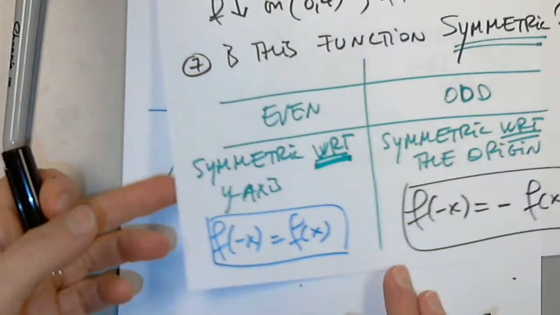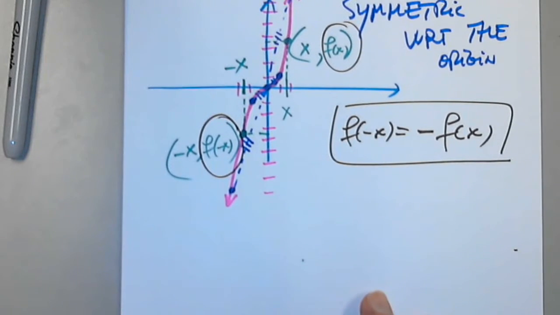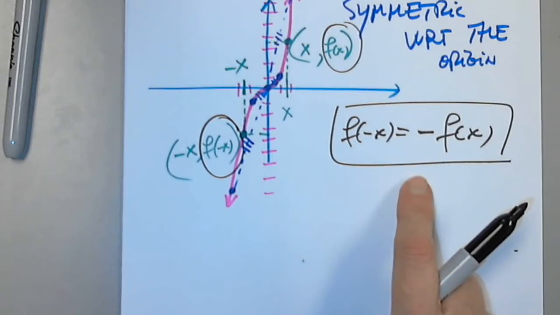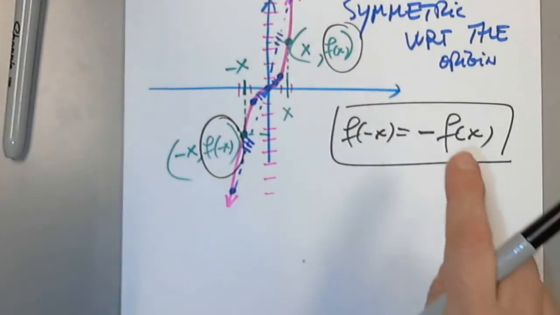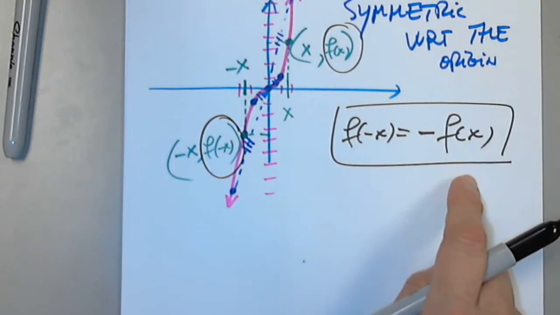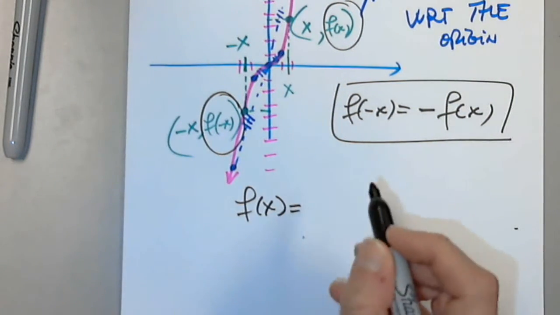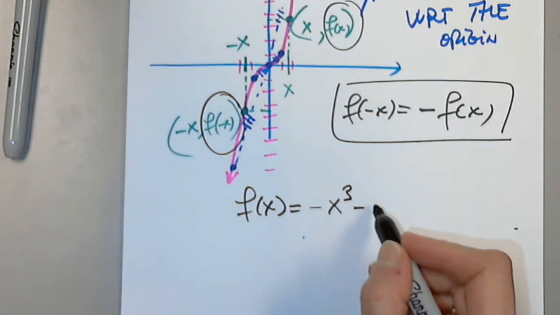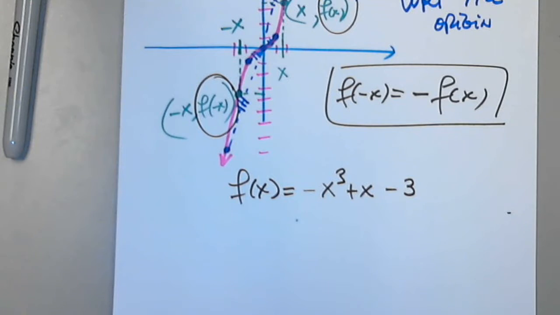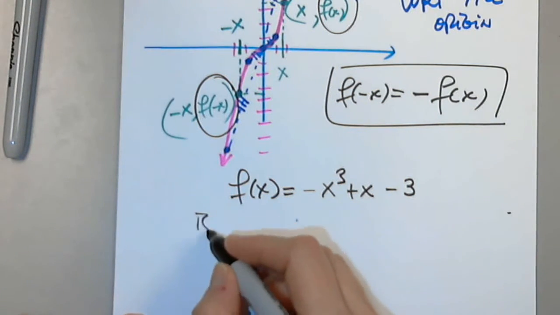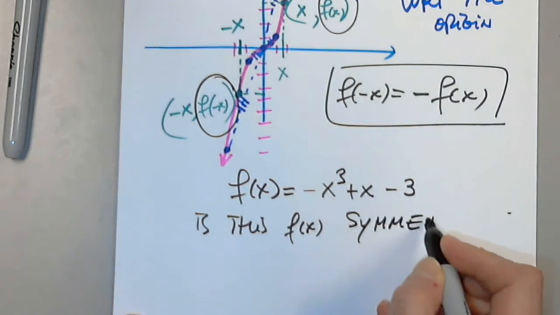I didn't forget what we were doing, but I want to give an example of this. Say it again. I'm just trying to write it down. Yeah, it's this. I copied it here so we have it summarized, and I also wrote it here. F of negative x equals negative f of x. Okay. So let's say I have the function f of x equals negative x cubed plus x minus 3. I'm asked, is this f of x symmetric?